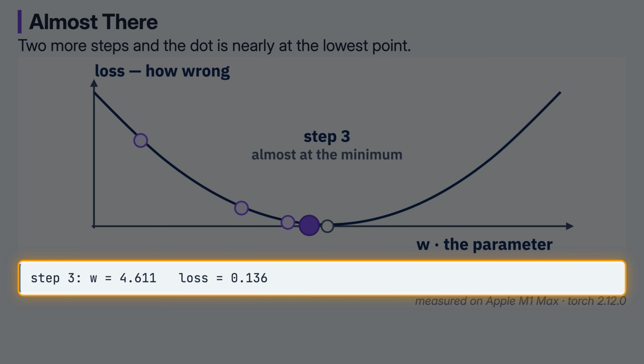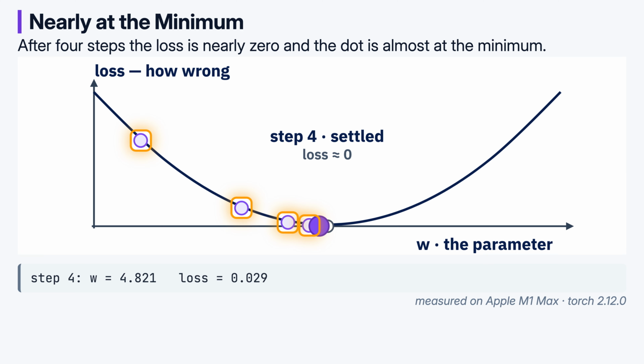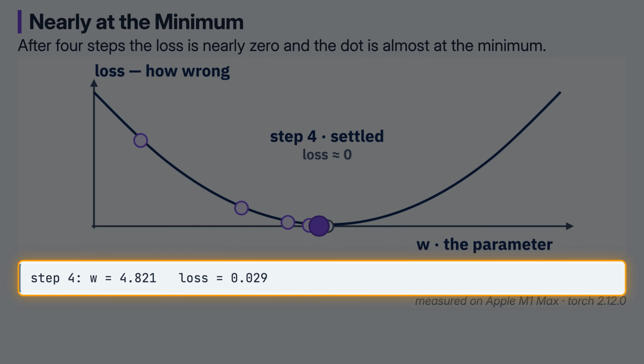One more step lands it. The 4 hollow markers trace the whole path down. After 4 steps, the dot rests right near the bottom. Step 4, W is 4.821 and the loss is 0.029. Look how far the loss fell, from 14.4 to 3.047 to 0.645, then to 0.136 and down to 0.029. That's training working. A good learning rate walks straight to the bottom.